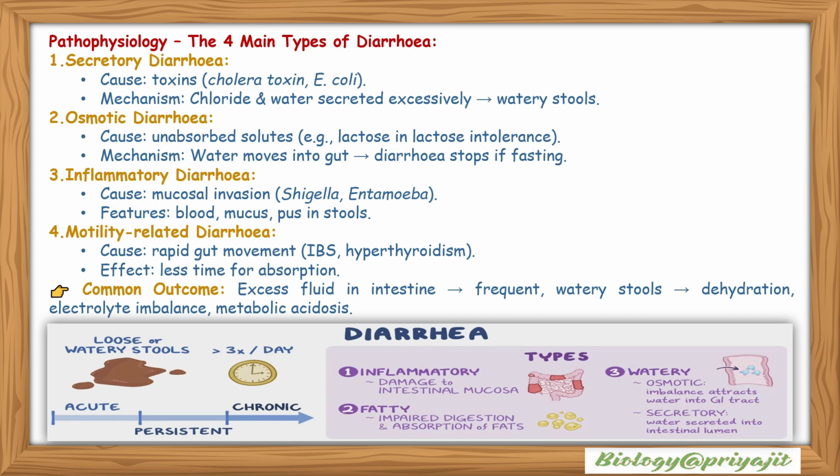Inflammatory diarrhea is caused by mucosal invasion, Shigella or Entamoeba. Features: blood, mucus, pus in stool, etc. Motility related diarrhea is caused by rapid gut movement, in IBS, hyperthyroidism, etc. Effect: less time for absorption. Common outcome: excess fluid in intestine which causes frequent, watery stools, dehydration, electrolyte imbalance and metabolic acidosis.